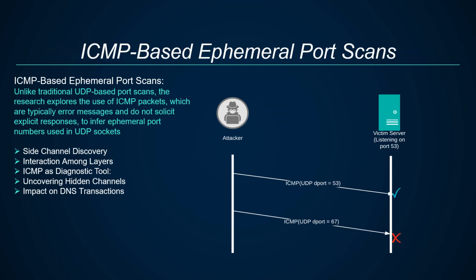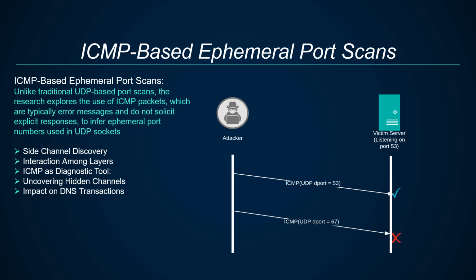Proposed approach. The research paper introduces a novel method of conducting port scans using ICMP packets, which are typically error messages and do not elicit explicit responses, to infer ephemeral port numbers selected for UDP sockets. Side channel discovery. The study uncovers previously unknown side channels in the Linux network stack that allow off-path attackers to leverage ICMP messages to infer ephemeral port numbers, highlighting the subtle interactions among ICMP, UDP, and application layers for reconnaissance and potential exploitation.